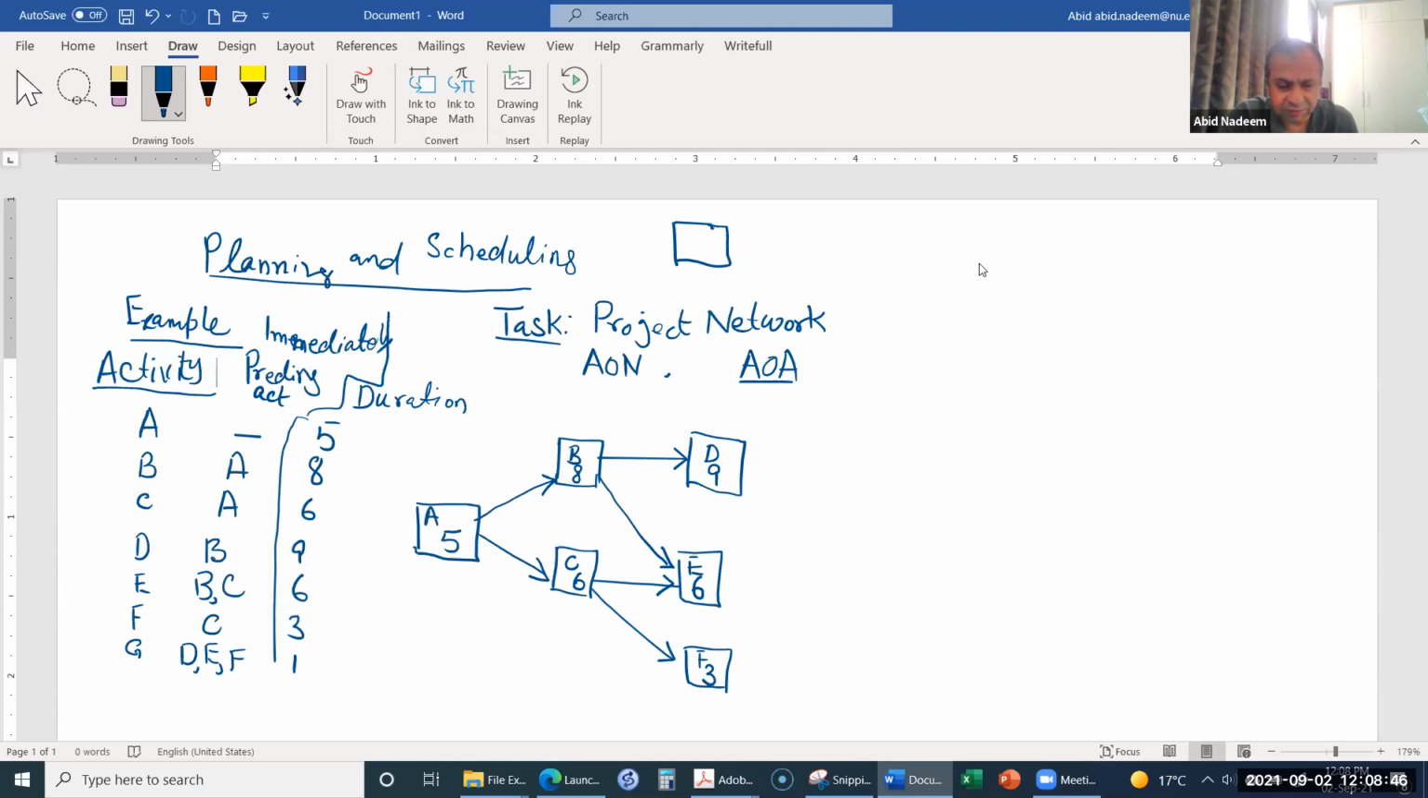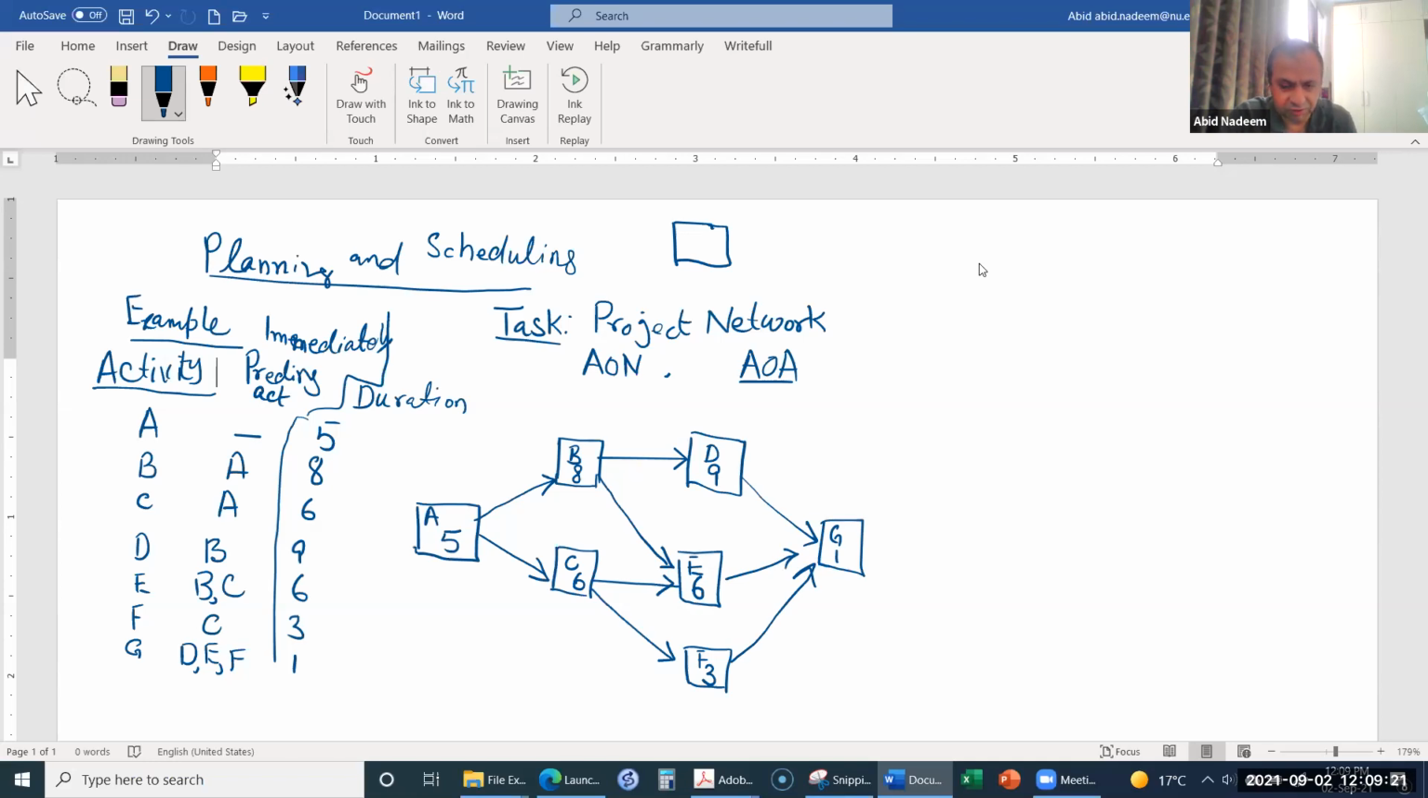And then the last activity is G, which has D, E, and F as immediately preceding activities. So maybe I can put G over here with a 1 day duration. And then there are relationships from D to G, from E to G, and from F to G. In this way, we have drawn this network. It is always a good practice to check the logic of the network diagram once you have drawn it, so that you can be sure that you have not made a mistake.